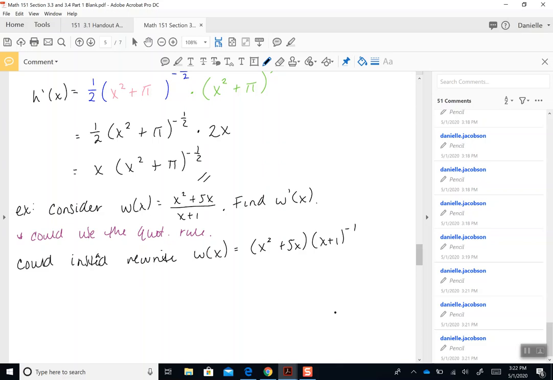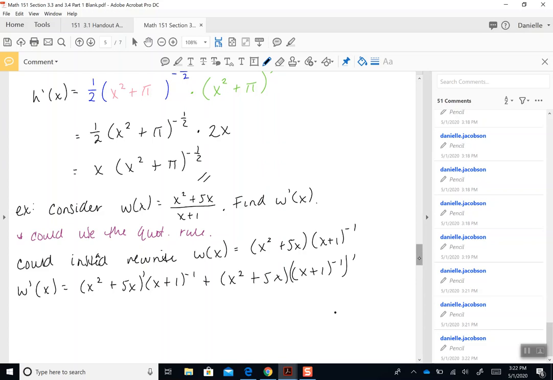All right, first I see, if I read this aloud to you, I would say I have x squared plus 5x times x plus 1 to the negative 1, which means that I am going to be using the product rule. So let's write out the product rule. By the product rule, we have that w prime of x is equivalent to, right? We have the derivative of the first function, so x squared plus 5x times the second function, so times x plus 1 to the negative 1, plus the first function, so x squared plus 5x, times the derivative of the second function, so x plus 1 to the negative 1 prime.